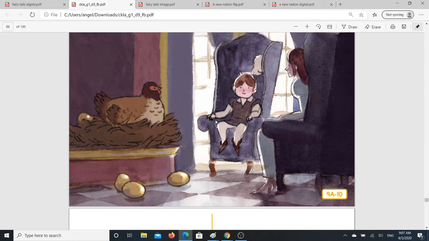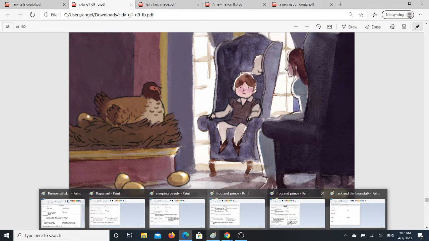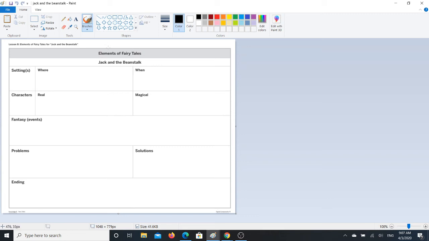Alright. I want you to take a look at this right here. This is our chart for Jack and the Beanstalk. These are the elements of a fairy tale. And remember, the setting of a story tells both where and when. So where and when the story happens.